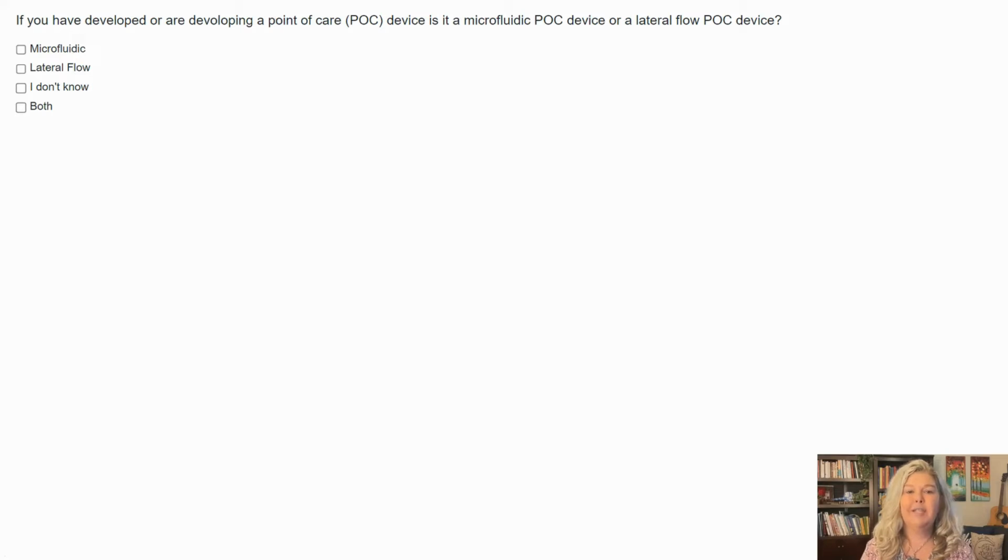Appreciate that. Now, our next question: if you have developed or are developing a point of care device, is it a microfluidic POC device or a lateral flow POC device? Your choices are 1, microfluidic, 2, lateral flow. You can also choose 3, I don't know, and you can also choose both. Thank you very much for participating.